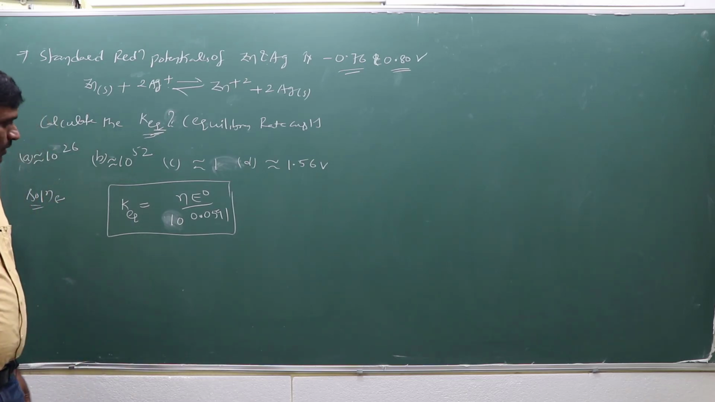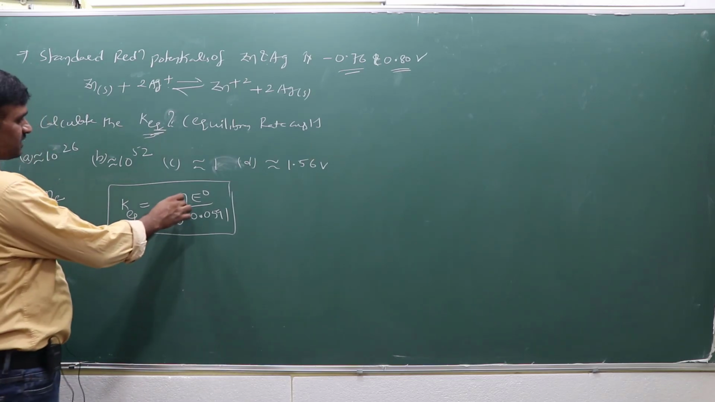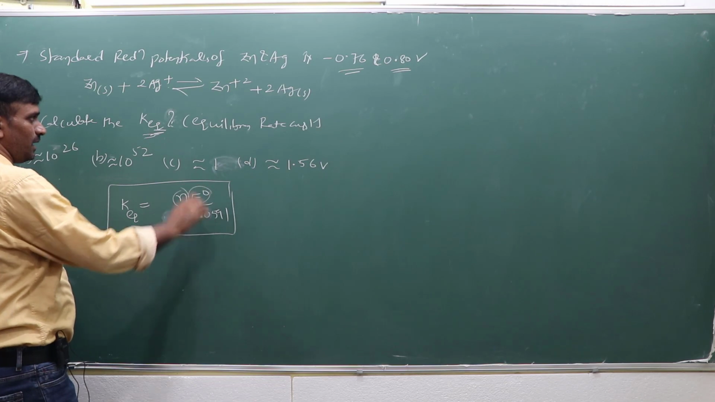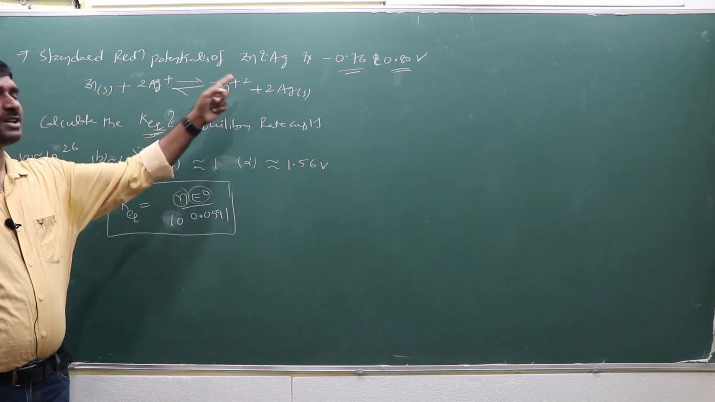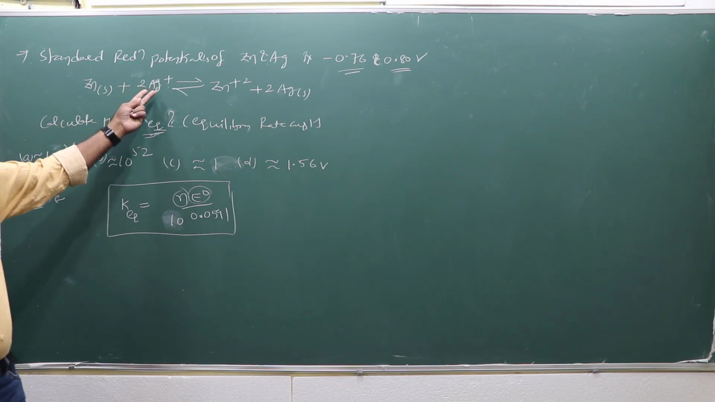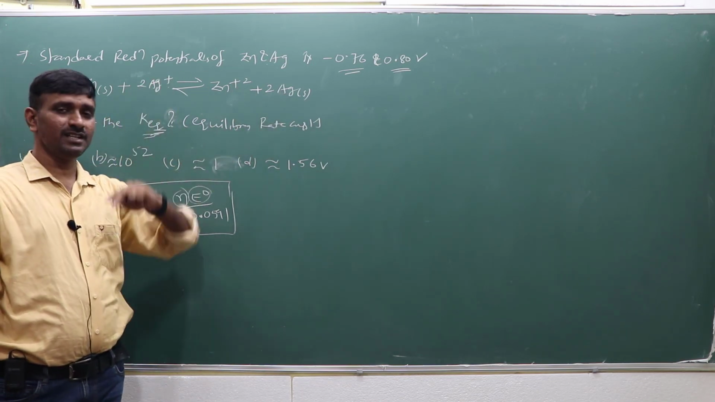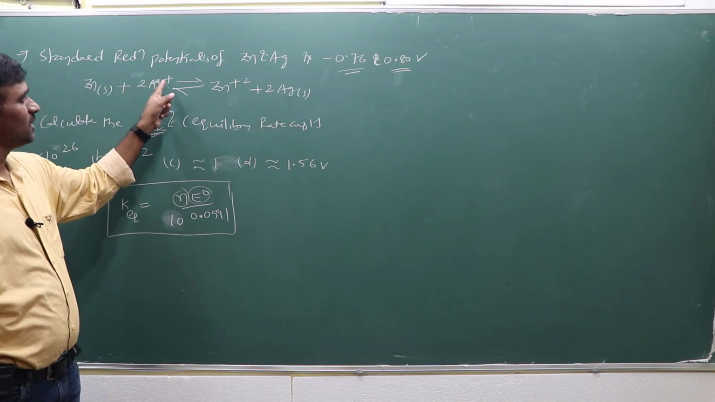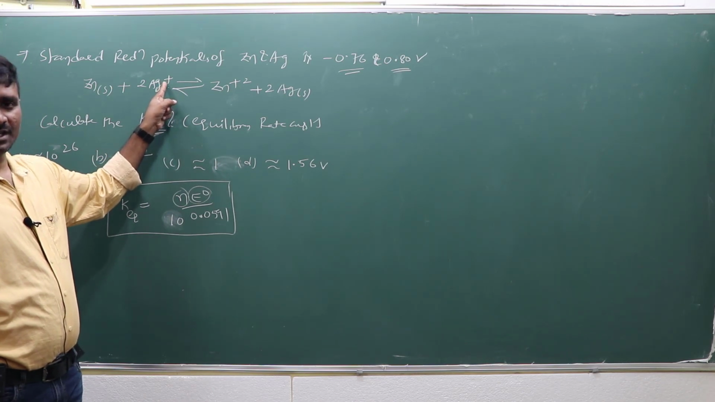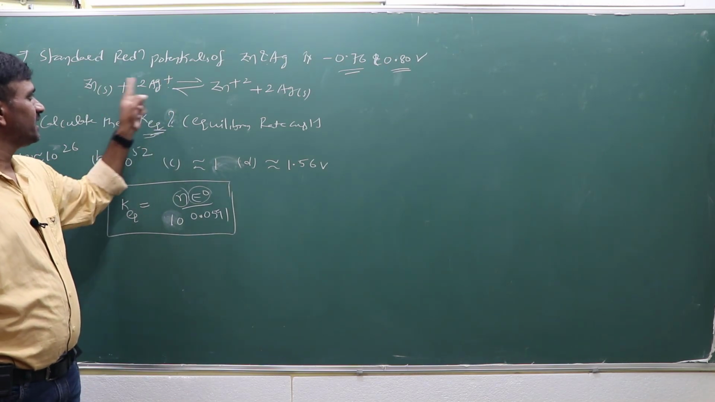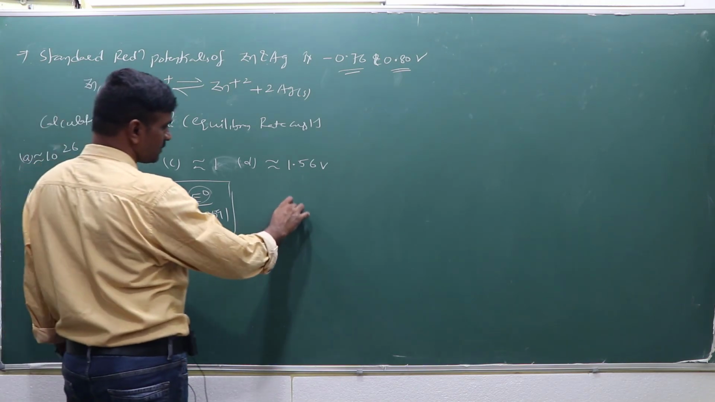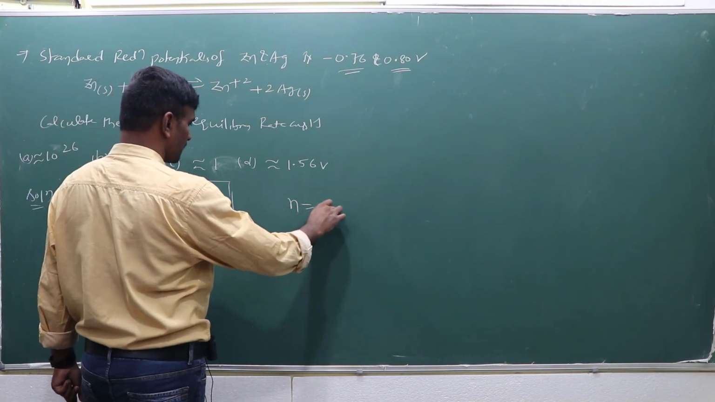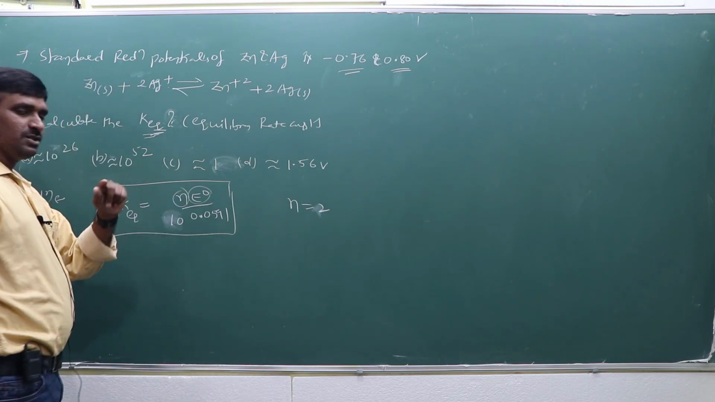Now which one do you have to calculate? What is the n value? What is the E naught value? What is the n value for this reaction? Zinc goes to zinc plus 2 plus 2 electrons, and 2 equivalents of Ag plus are deposited as Ag solid. So by receiving 2 electrons here and releasing 2 electrons there, the overall reaction n value is how much? 2.